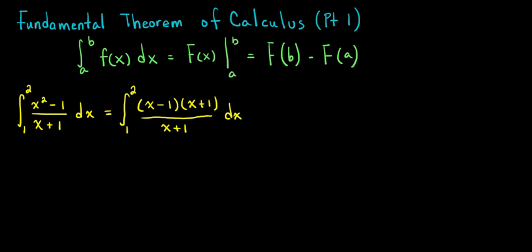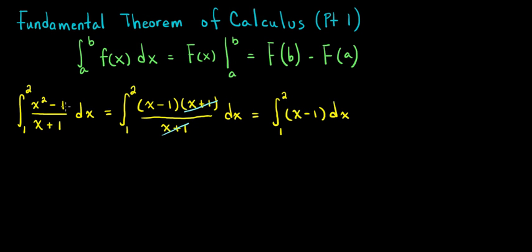Now notice that we have an x plus 1 in the numerator and an x plus 1 in the denominator. So I can go ahead and cancel them out. What I would be left with is the integral from 1 to 2 of x minus 1. So this is a lot easier to evaluate, and a lot nicer to look at. It may be more appealing than looking at this thing right here.